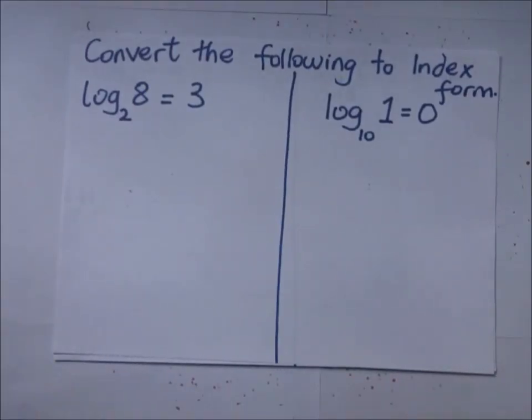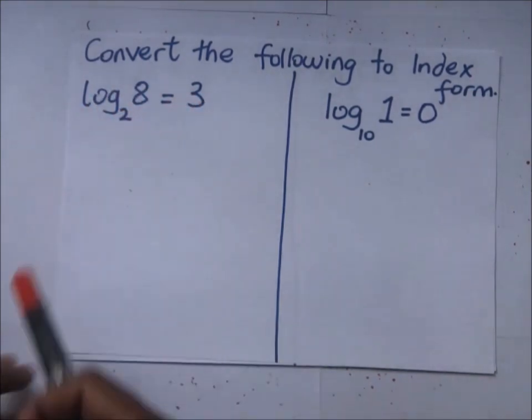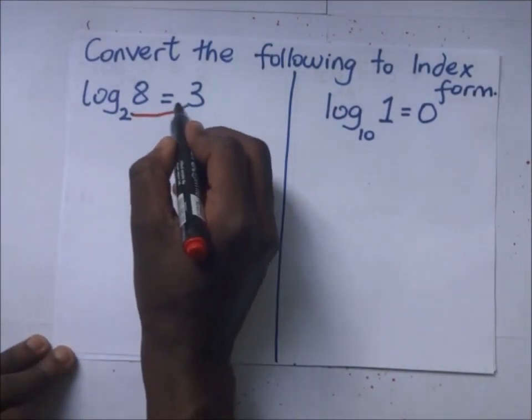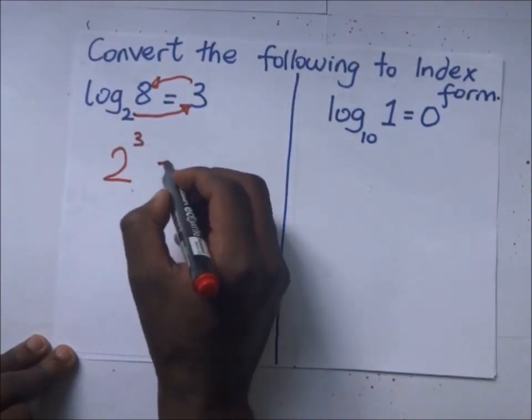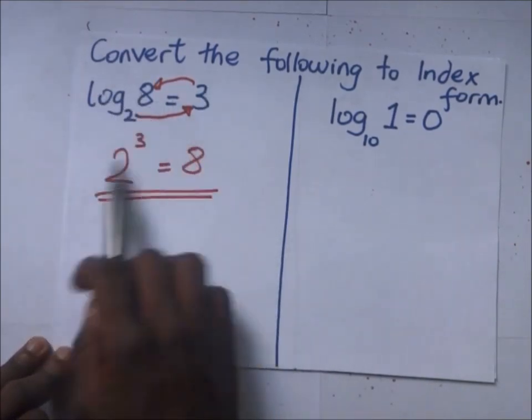In the same breath, we are going to convert these numbers to index form. They're telling us that the log of 8 base 2 is equal to 3. Converting that, it's still going to be 2 to the power 3 gives us 8. So 2 to the power 3 is going to be equal to 8. As simple as that. Now we've converted this logarithm to index form.